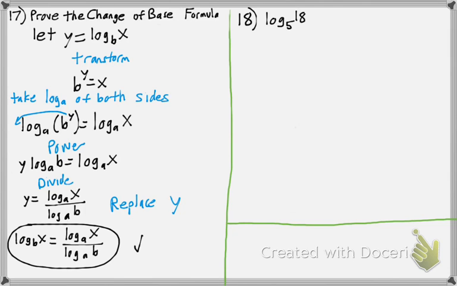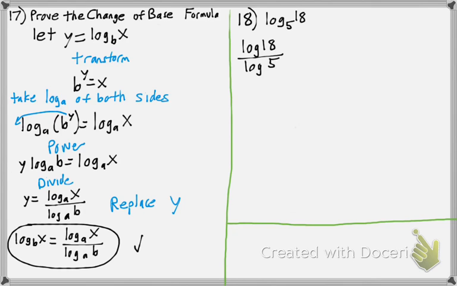So if you actually look at number 18, it says use the change of base formula to evaluate the logarithm, and they want 6 decimal places. So for log base 5 of 18, another way of writing it is just log of 18 over log of 5. So the base in this case would be 10. I've chosen 10 to be my base. And you can really choose whatever number you want.